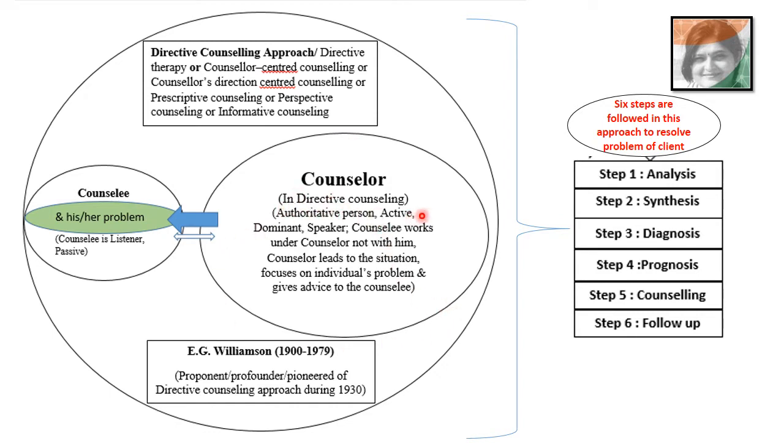The counselor in directive counseling is an authoritative person, active, and dominant speaker. The counselee works under the counselor, not with him. The counselor leads the situation, focuses on the individual's problem, not on the individual, and gives advice to the counselee. The counselee in the directive counseling approach is a listener and passive.